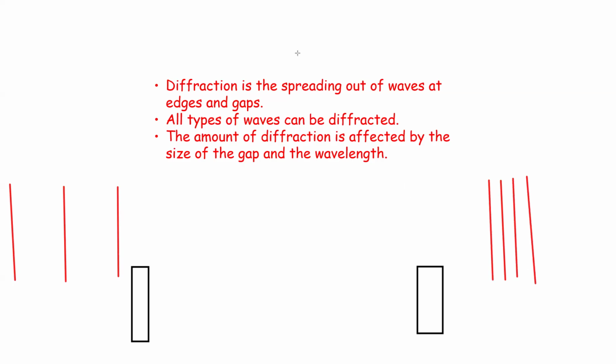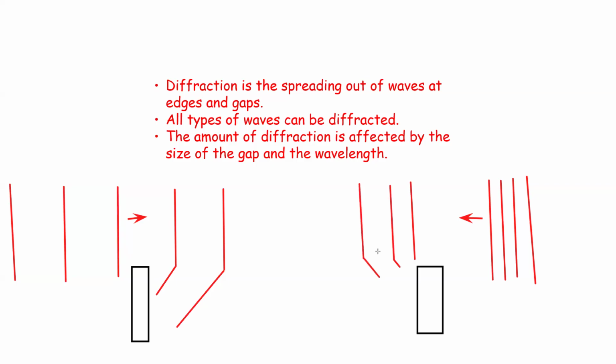What is observed is that when these wavefronts pass near the gap, they change direction. But which wavefront changes direction more? It is observed that the wave having a longer wavelength spreads out or diffracts more. But the shorter wavelength, when it passes through the gap or near the edge, will diffract, but a smaller proportion of the wave will diffract.